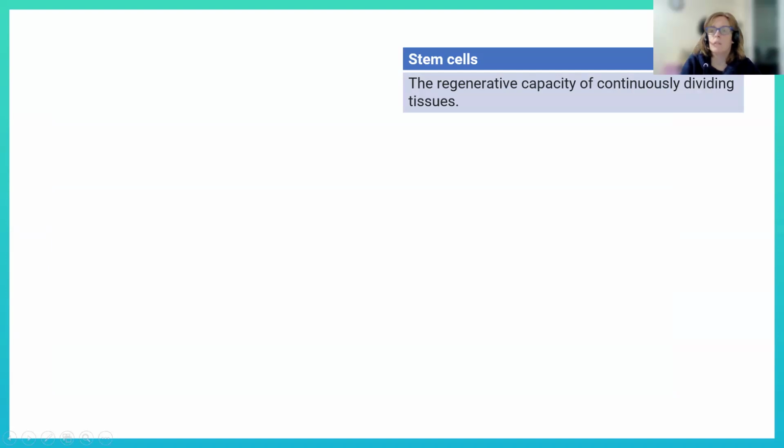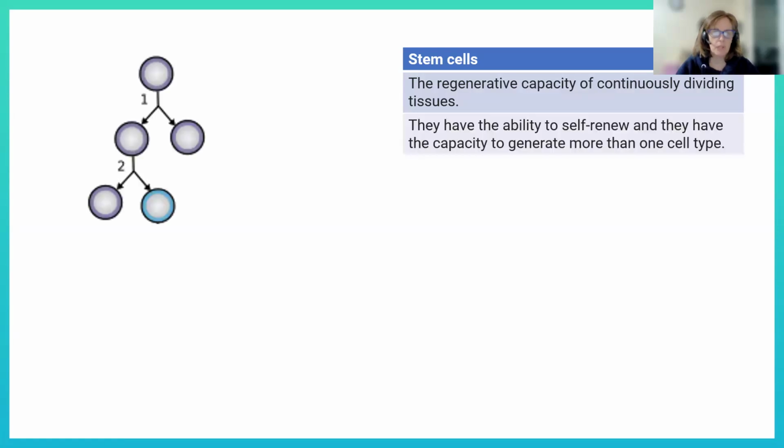One sec. So we need to talk a little bit about stem cells, because when we repair tissues, this is where the repair comes from. And stem cells have a regenerative capacity. They're continually dividing. So they have the ability to self-renew, and they have the capacity to generate more than one cell type.